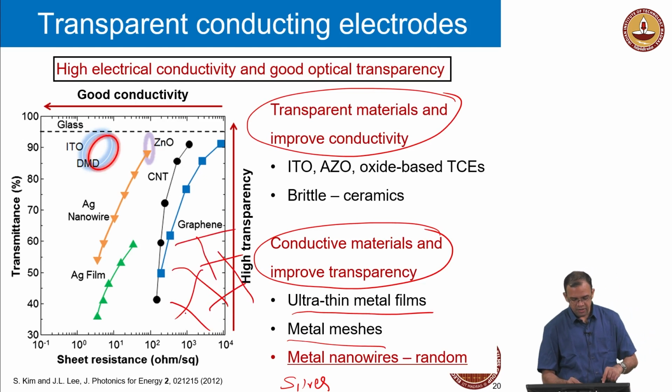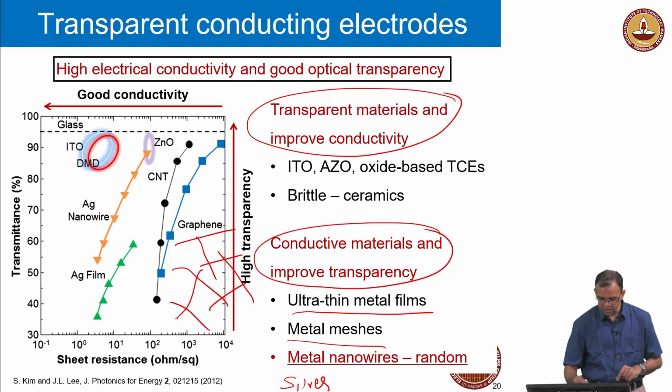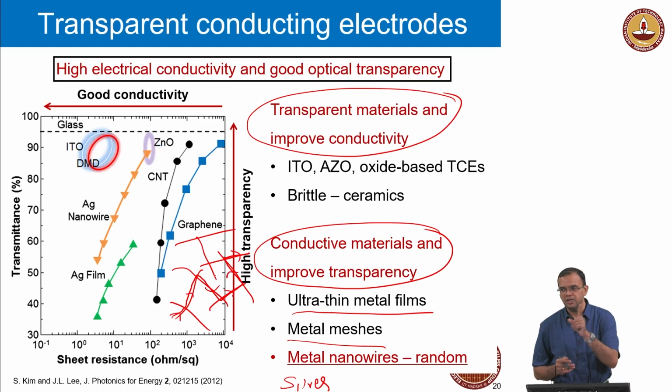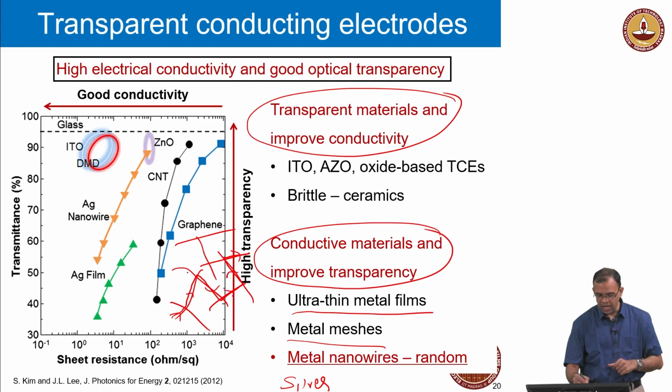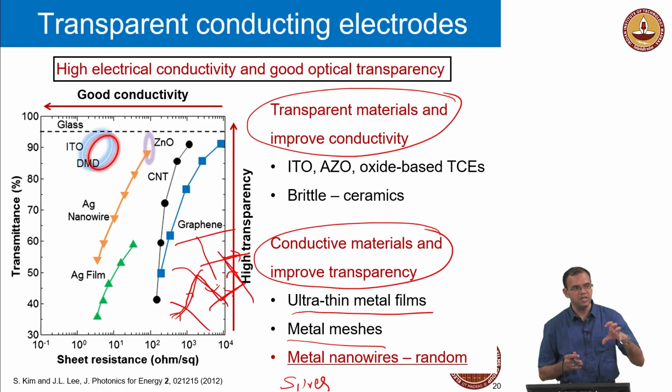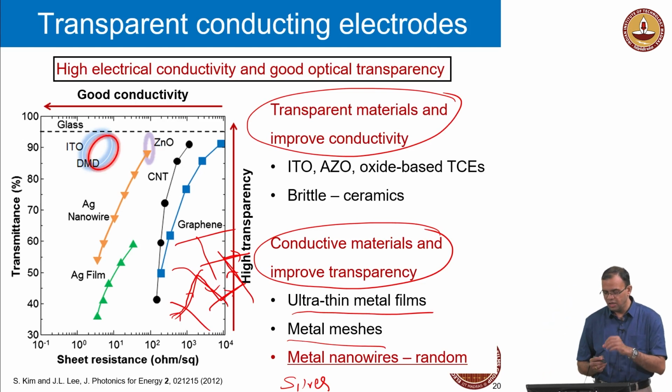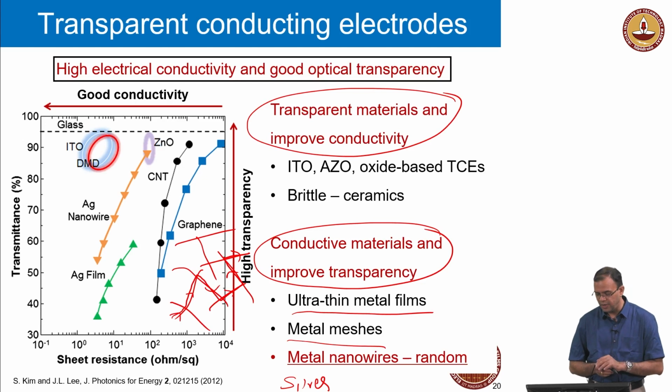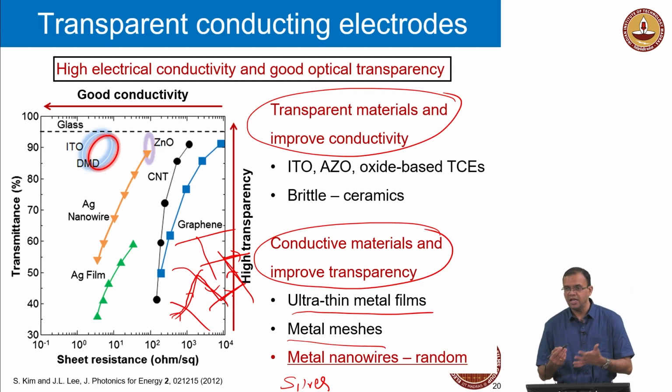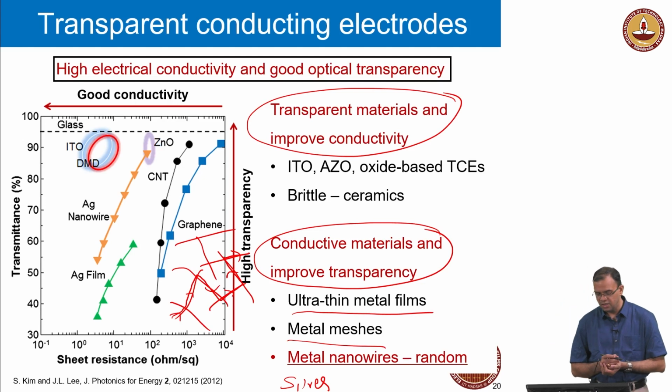So once again, wherever the wires touch each other, for example if I have current, I can see that there is a current path that goes from here to here. So I do have electrical conductivity through the network. At the same time, I have a lot of gaps in between the wires that allow light to pass through. So by using a random network of metal wires, once again we can achieve both conductivity and transparency.